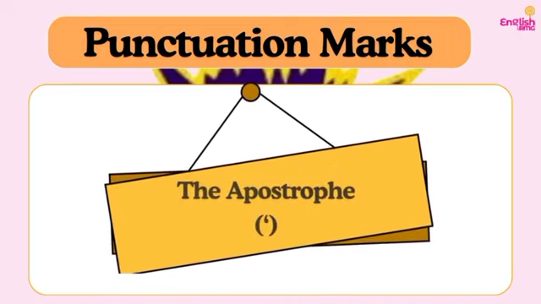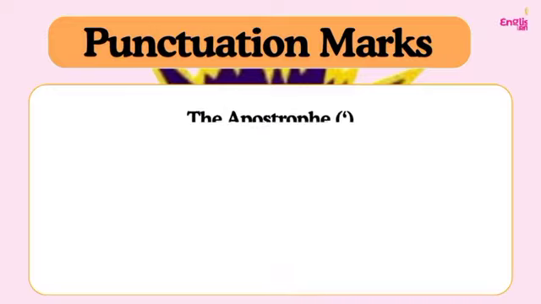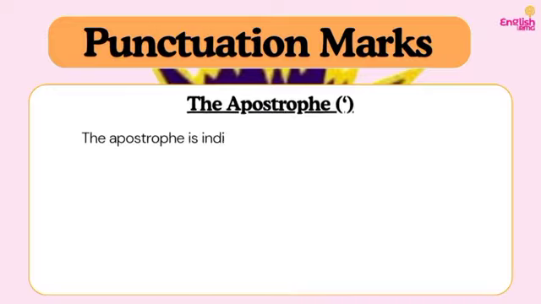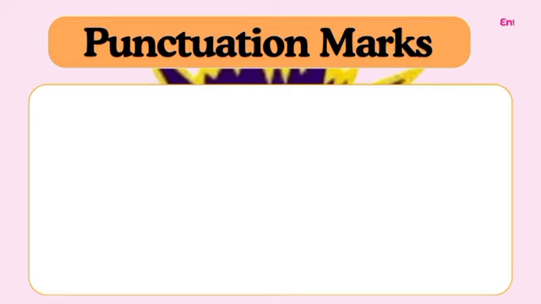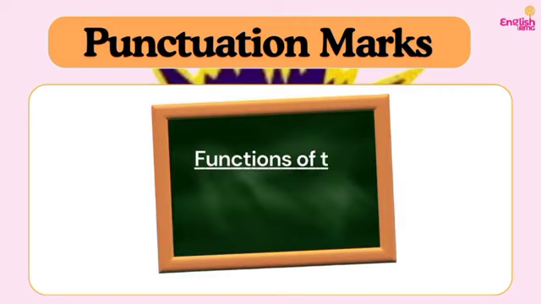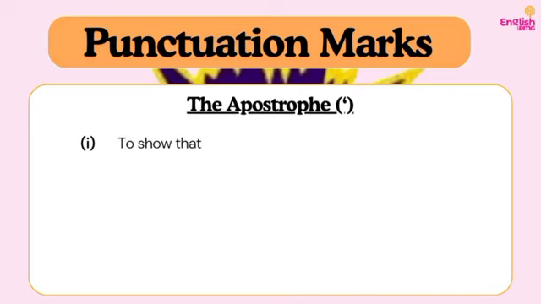So let's continue with the apostrophe. What is the apostrophe? Why do we need to use the apostrophe? Or what kind of meaning do we use the apostrophe to communicate in writing? So, the apostrophe is indicated with an upper stroke and it has two major functions in writing. Let's look at the functions of the apostrophe in writing one after the other.